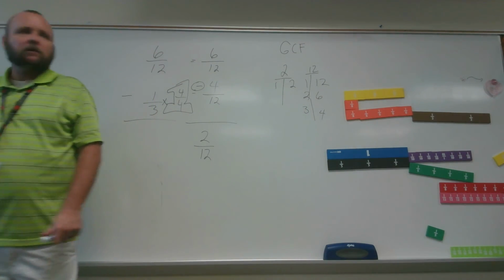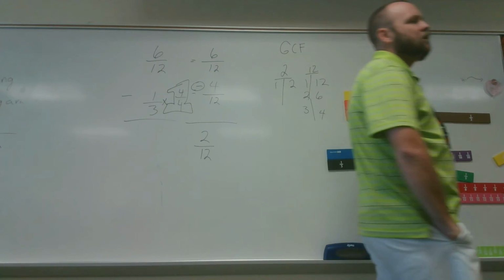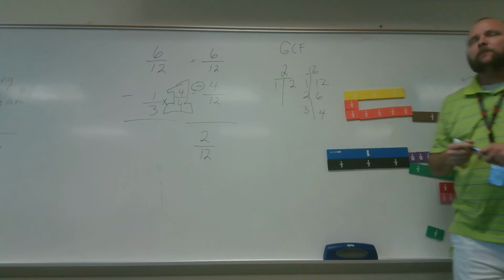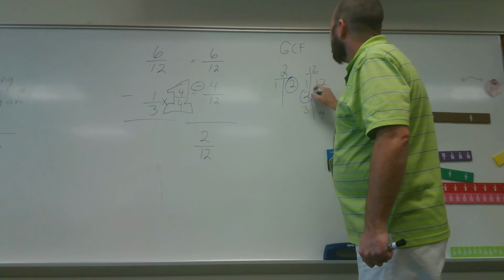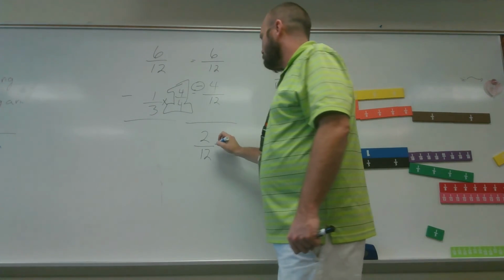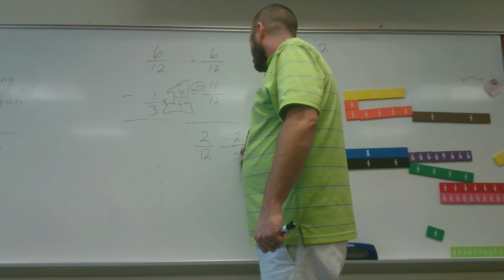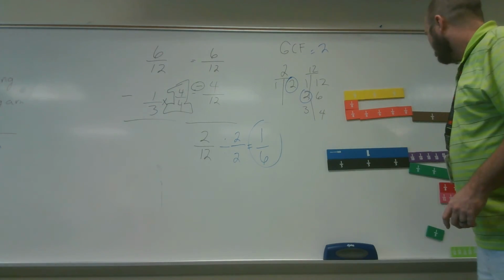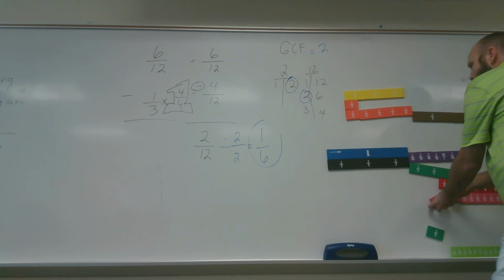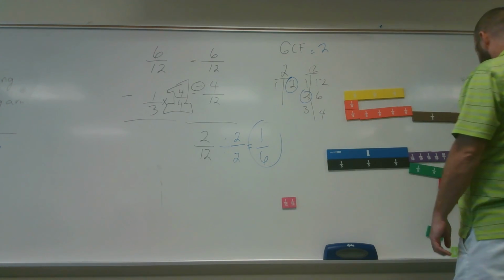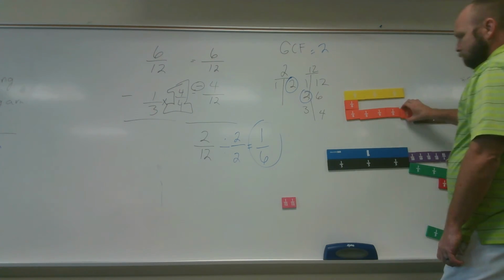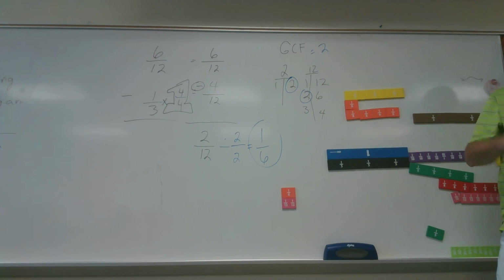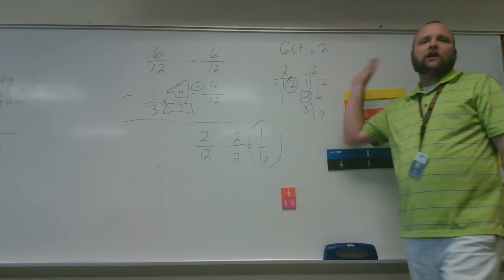All right, so now you're going to get this wrong when you do this assignment. We find our greatest common factor, which in this case is 2. Since my greatest common factor is 2, my answer is 1/6. And I can show that again because 2 twelfths is the same as 1/6. So those are the same values. Any other questions about these?